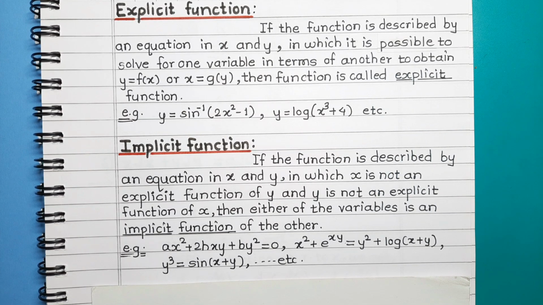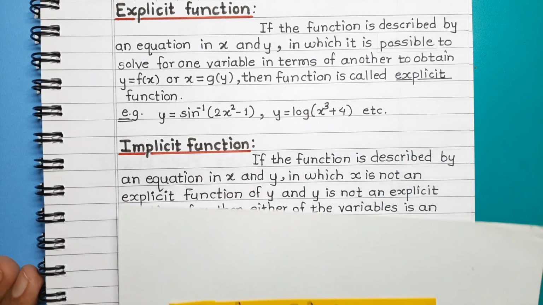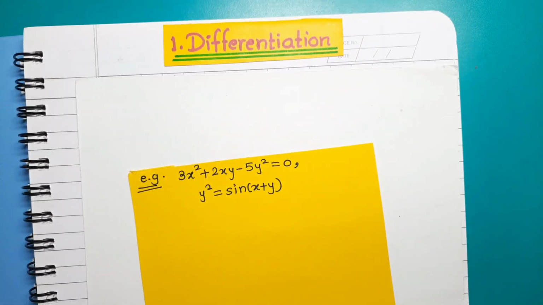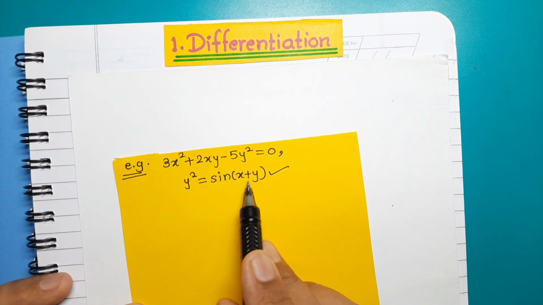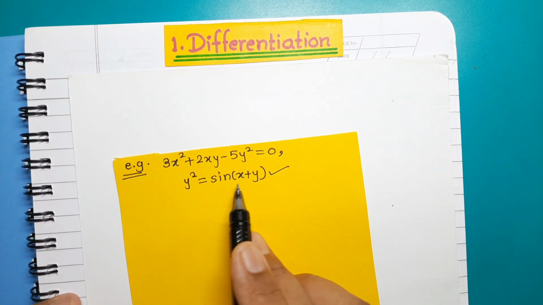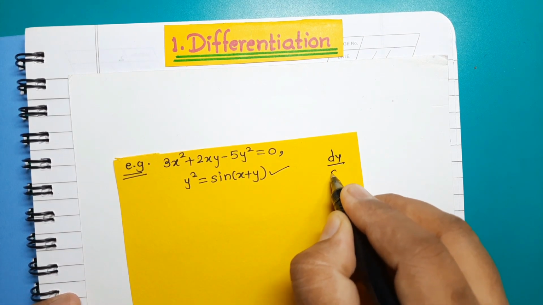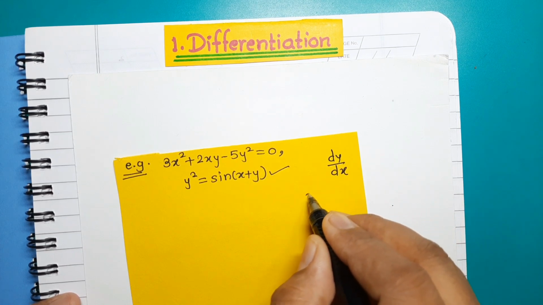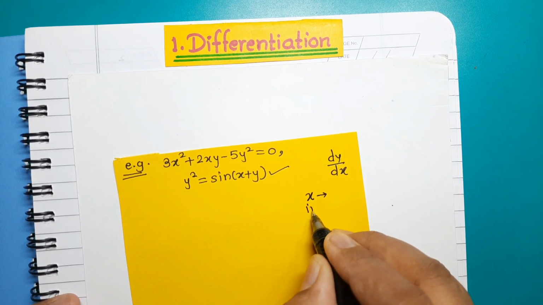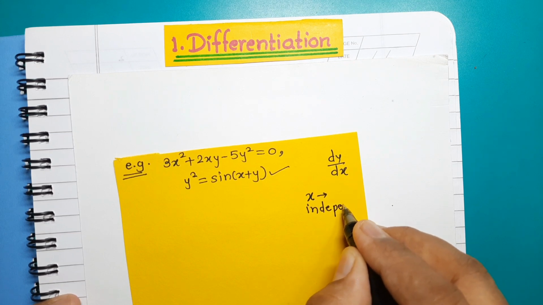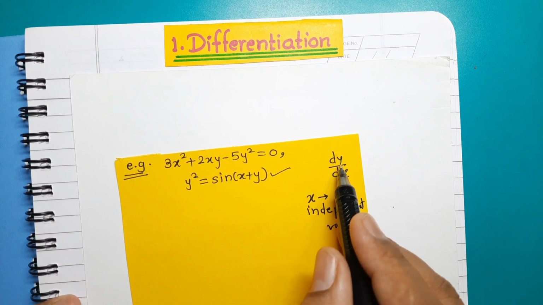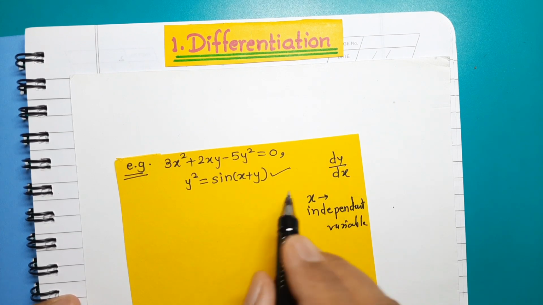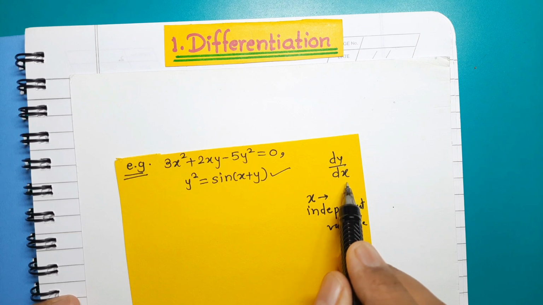Now we have to discuss derivatives of implicit functions. See this example, how to differentiate it. Consider this example. We are given y square is equal to sine of x plus y. Here, to find dy by dx, we are going to treat variable x as the independent variable, and y is the dependent variable. So we have to find dy by dx.